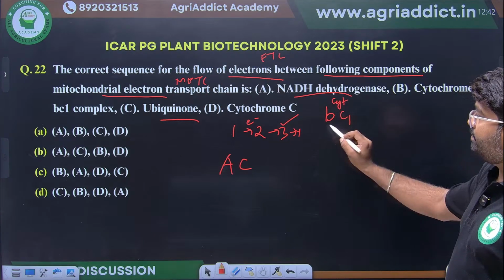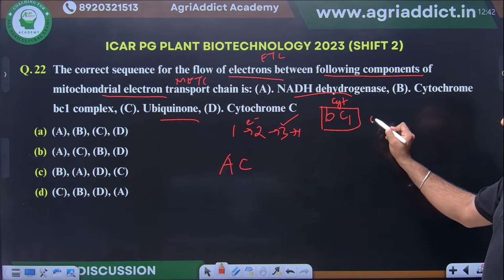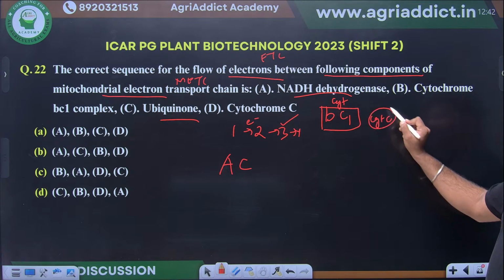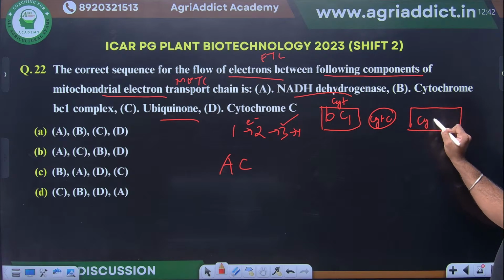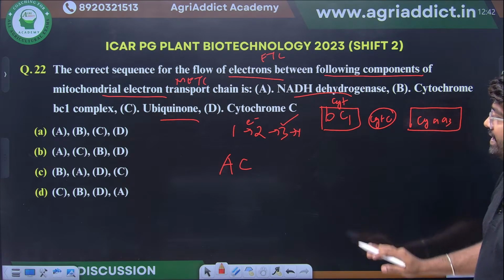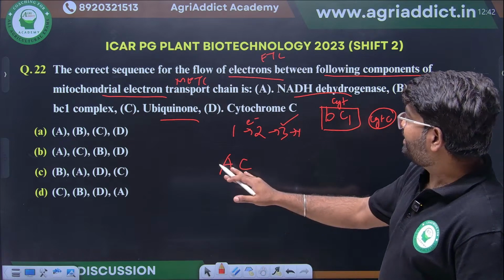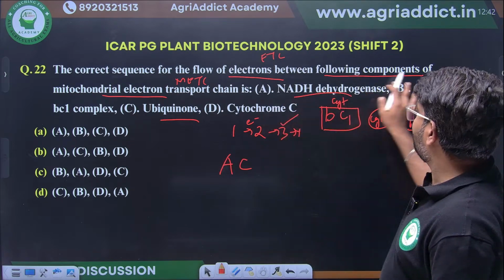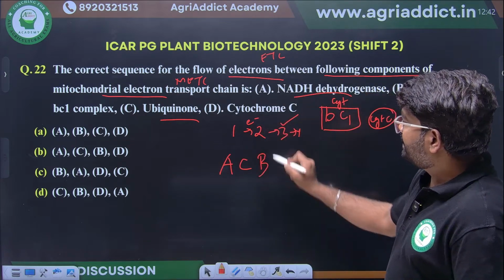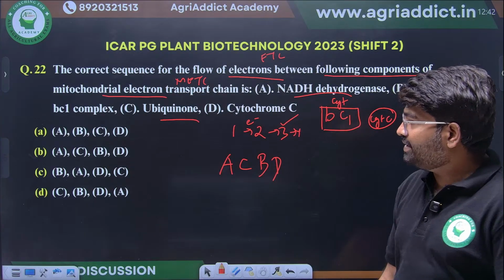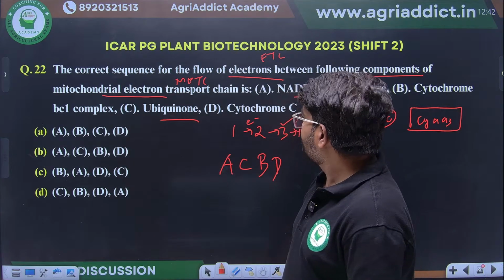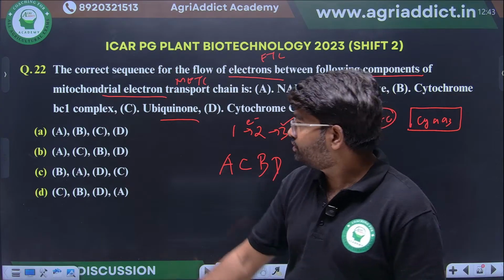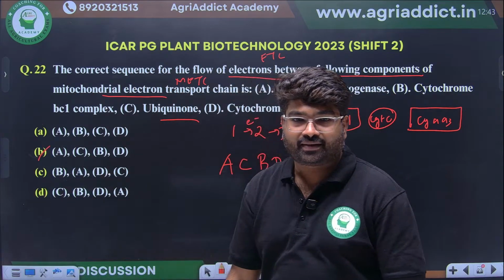Then the cytochrome bc1 complex will come. From here, cytochrome c will take the electron. This electron will be given to cytochrome a3. Clear? But here, what have they given? So where does the bc1 complex come? ACDB. Clear? So option B. Clear?